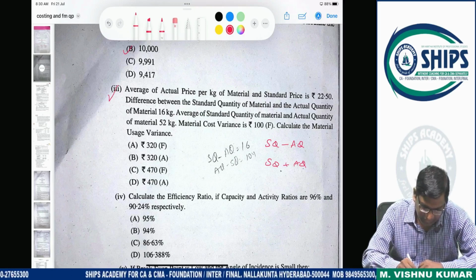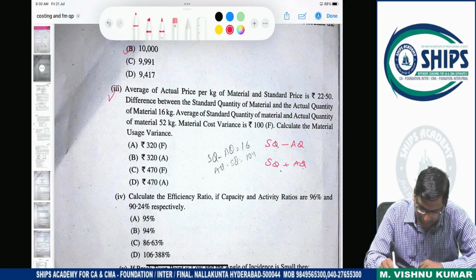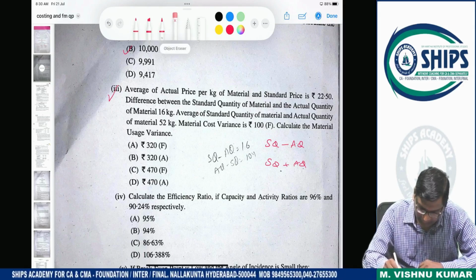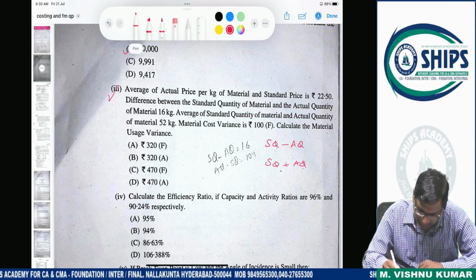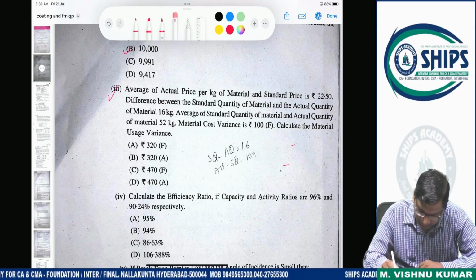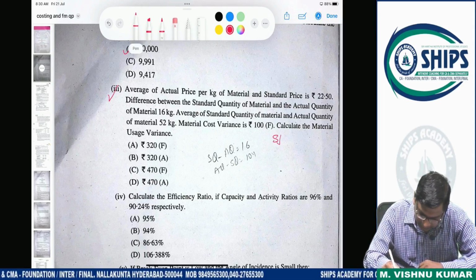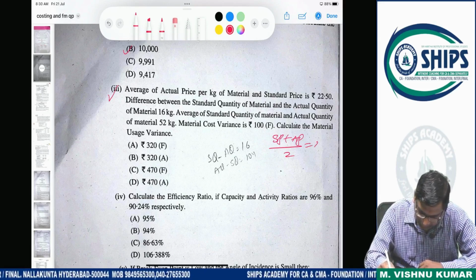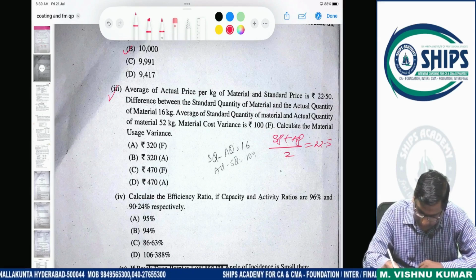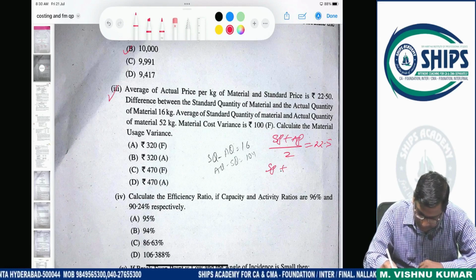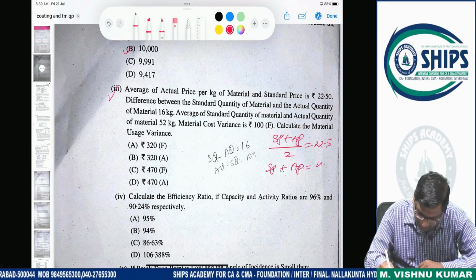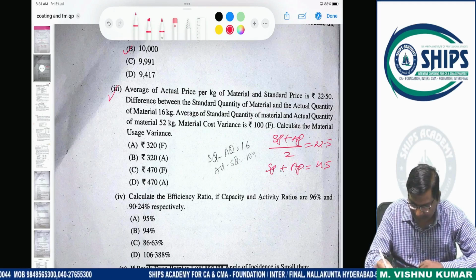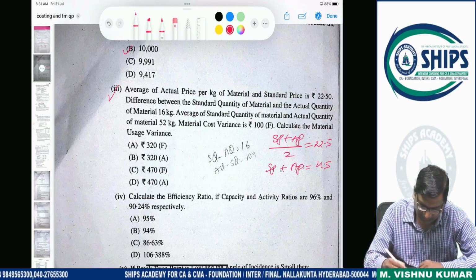See, the average of actual price per kilogram of material and standard price is 22.5. So average price means what? Standard price plus actual price by 2. This is the average price, 22.5. So it means standard price plus actual price is how much? 45. Standard price plus actual price is 45. Clear?